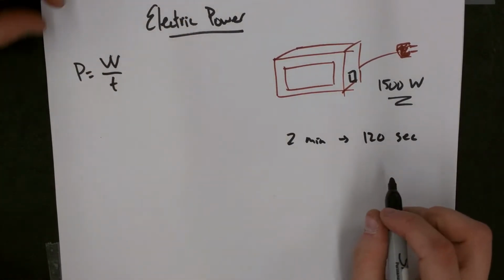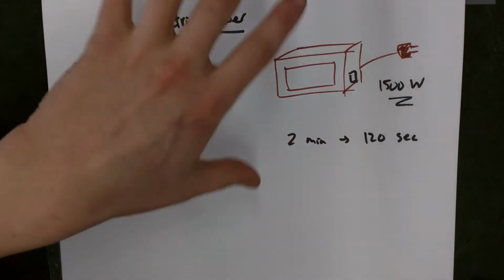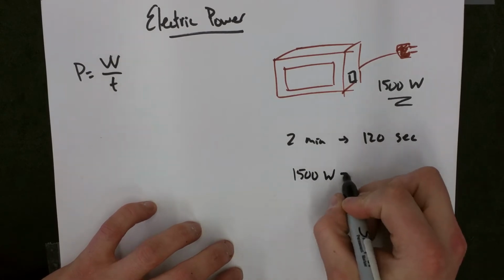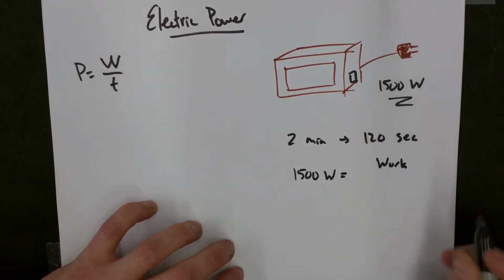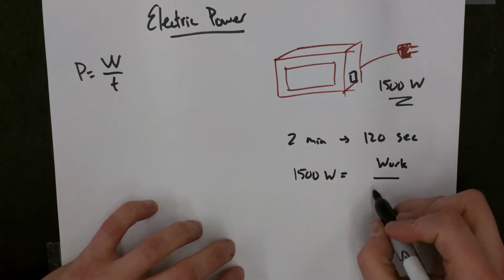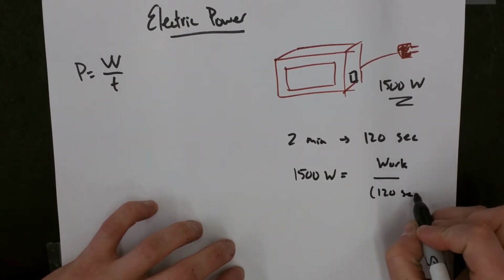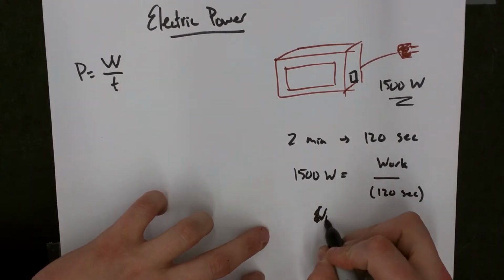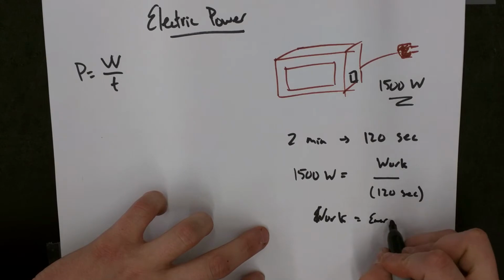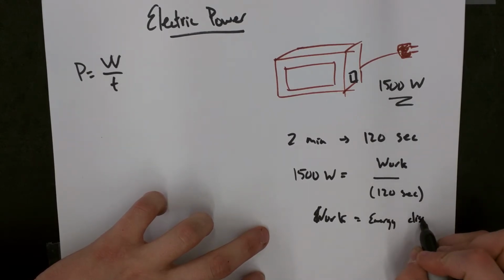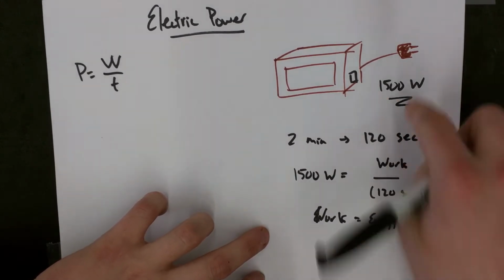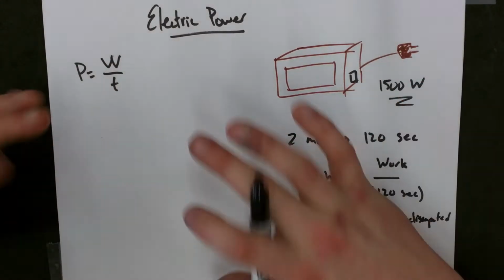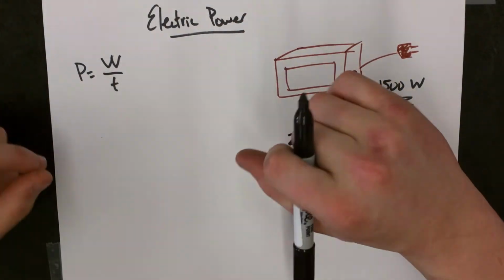So we could figure out the work that's done by using this microwave, right? We could say 1500 watts is equal to the work or the energy divided by 120 seconds. So we can multiply these two together and figure out the energy or work, the energy dissipated to cook your popcorn. Let's think about this from an electric charge perspective.